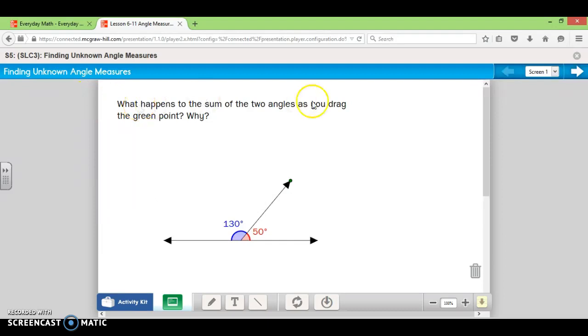So what happens to the sum of the two angles as you drag the green point? So I'm going to drag that. If you look right here, notice that the sum is 180 degrees. If I go right here, it's still 180 degrees, no matter how I do it. So when we have an angle like this, two angles here, they have to add up to 180 degrees. Those are called supplementary angles.